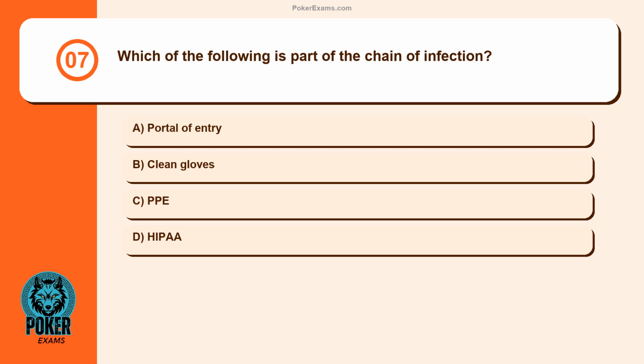Question 7. Which of the following is part of the chain of infection? Portal of entry, clean gloves, PPE, HIPAA.